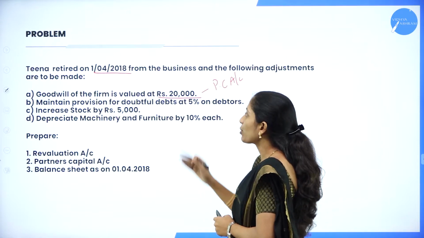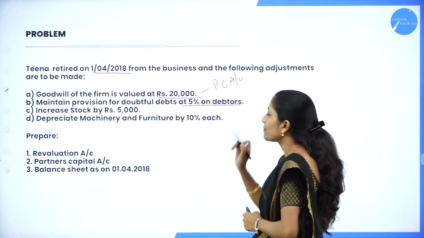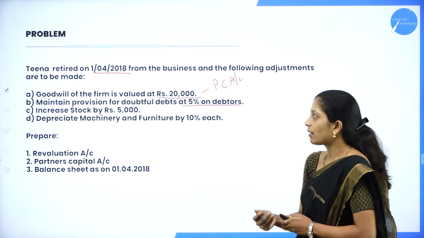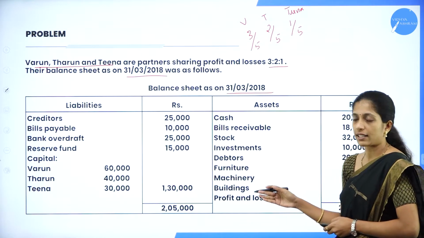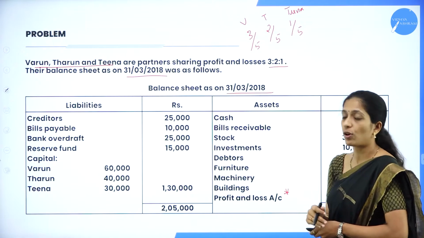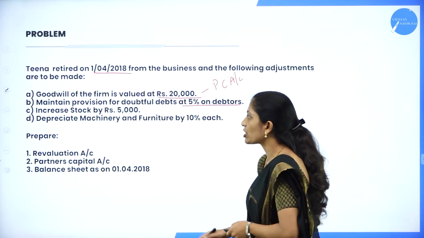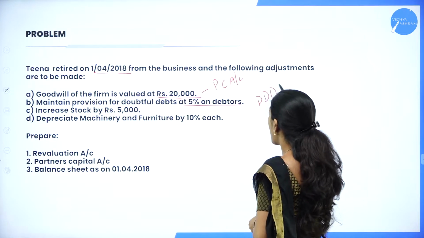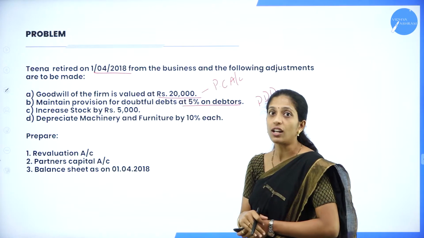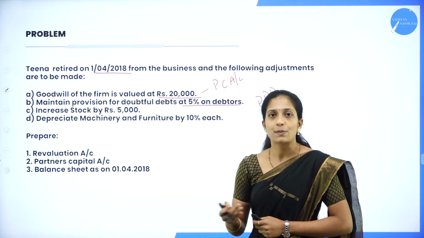Next is maintain provision for doubtful debts at 5% on debtors. Now if you see the balance sheet, nothing is deducted from debtors, right? But what they have told is that we have to maintain a provision, that is provision for doubtful debts. So PDD has to be maintained at 5% on debtors. Now what is this PDD?